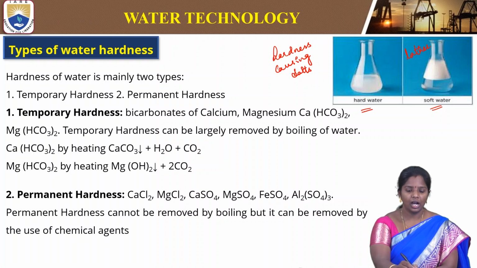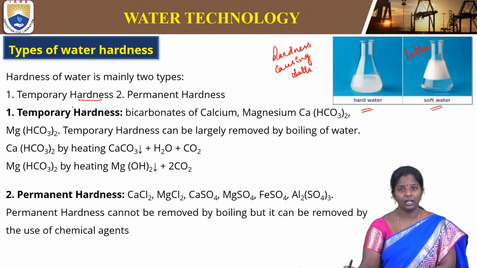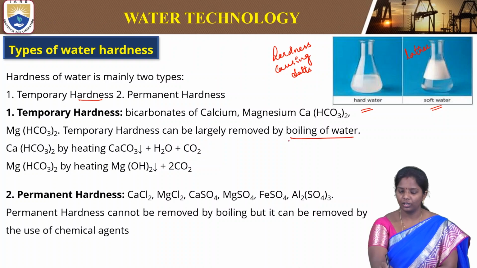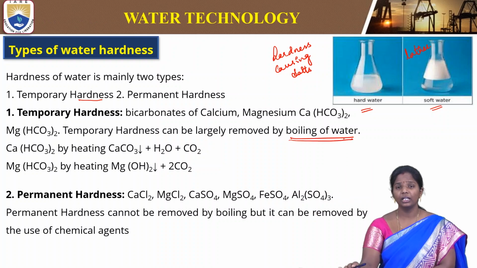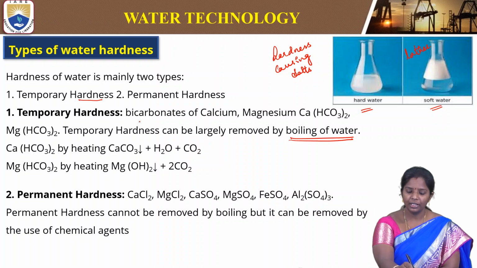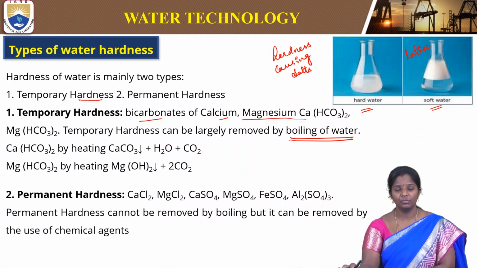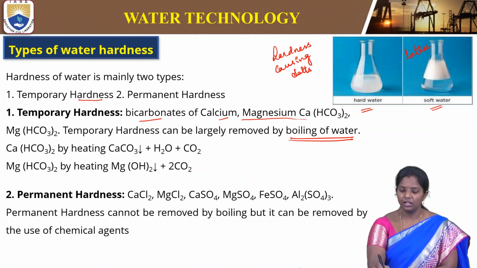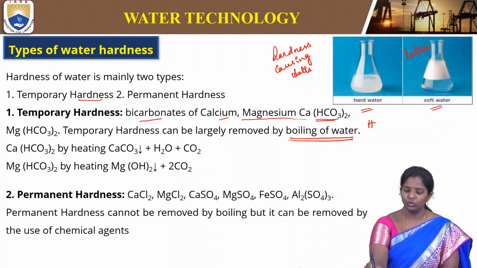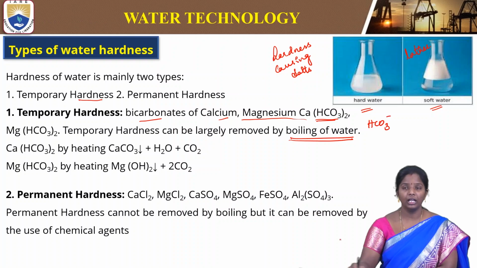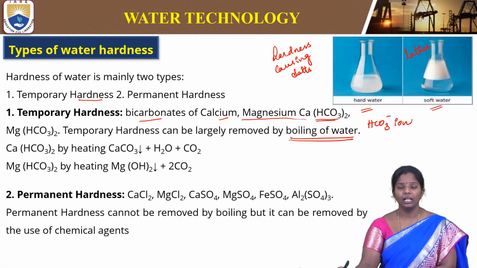There are two types of hardness we measure in water: temporary hardness and permanent hardness. Why is it called temporary? It can be removed. How is it removed? By boiling water. Salts like bicarbonates of calcium and bicarbonates of magnesium are responsible for temporary hardness. The bicarbonate ion, HCO3, is the anion responsible for temporary hardness.